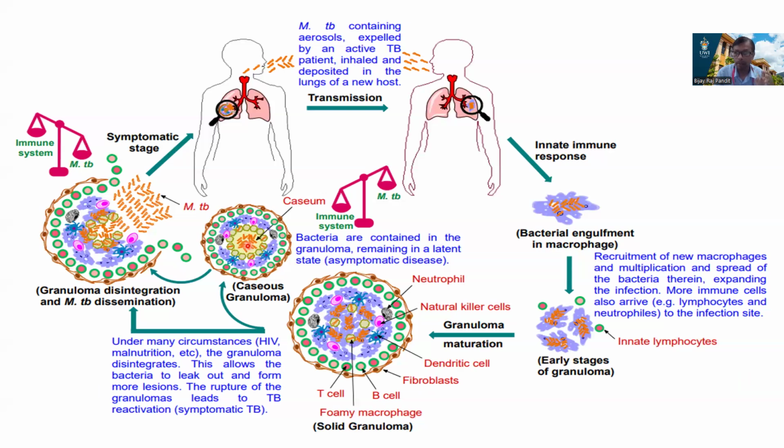When the person becomes immunocompromised by different circumstances, either HIV, malnutrition, diabetes, or other such conditions, this caseous granuloma will rupture, and again the bacilli will be released from the granuloma through coughing or sneezing in the respiratory droplets, and the cycle is repeated. So this is how tuberculosis is produced in the human, and how it can be transferred from one infected individual to another susceptible, non-infected individual.